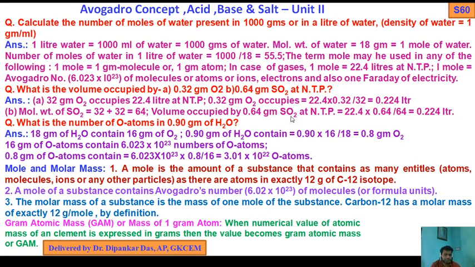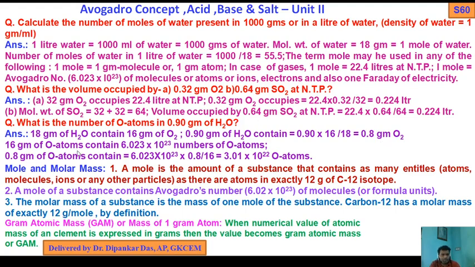Okay. Next, another numerical problem. What is the number of oxygen atoms in 0.90 gram of water molecules? Let's start. 18 gram of water, as you know, the molar mass of water, contains 16 gram of oxygen. Similarly, 0.90 gram of water contains 0.90 into 16 by 18, that is 0.8 gram of oxygen.